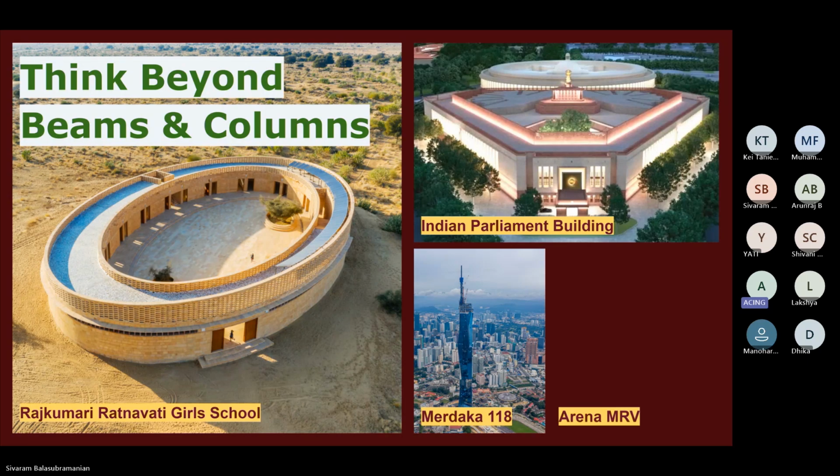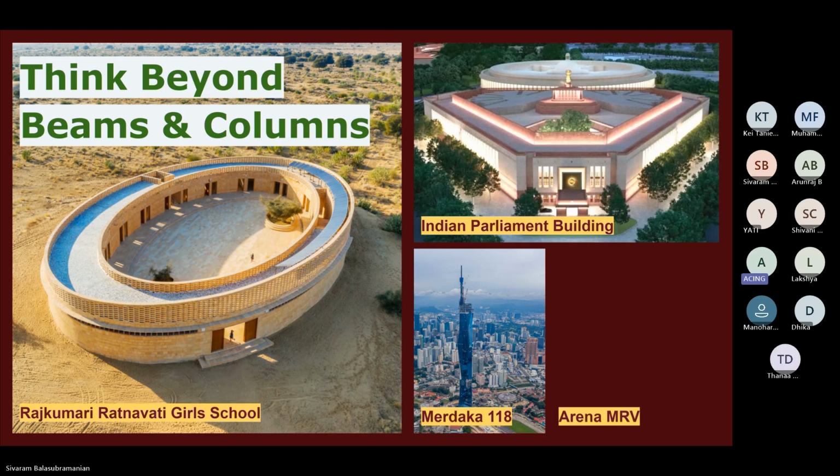So you can see the kind of scale, the kind of flexibility, the shape, the form, everything, how very different it is, and yet it has been modeled on a very flexible software. And you cannot say that there are any kind of restrictions when you look at the form and the scale as well. So Merdeka 118, which is the tallest building in Malaysia and the second tallest currently, has been done on Archicad as well. And then there's a stadium called Arena MRV.